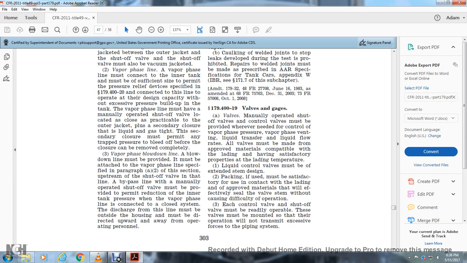179-419, the valves. Manually operated shutdown valve with the control valve must be provided where there are needs to control vapor phase for the pressure for the vapor phase, venting, liquid transfer of the liquid flow with the rates. All valves must be made with metal compatible with the lading having satisfactory properties at lading temperature.